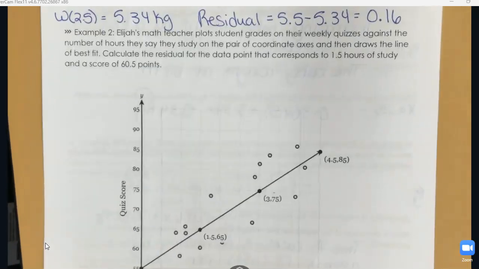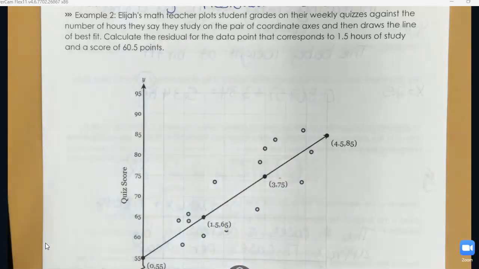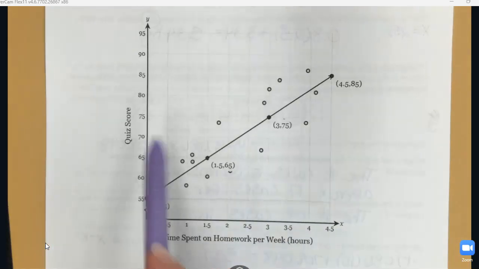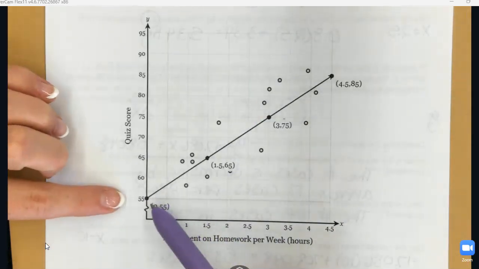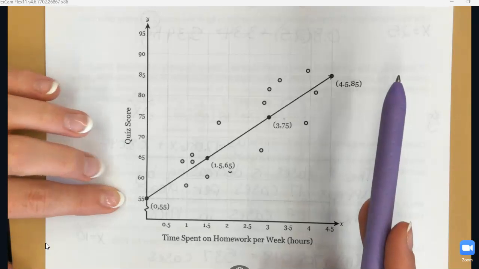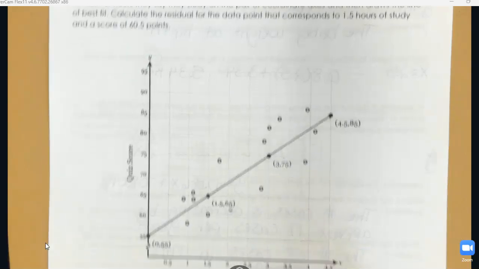Another example, calculating residuals. This math teacher is plotting students' grades on a quiz against the number of hours that they studied. So the points that are all over the place, that would be like our initial scatter plot or our data table. And then she used a regression to create a line of best fit. And what we are wanting to compare per this problem is the data point that corresponds to 1.5 hours of studying and a score of 60.5 points.